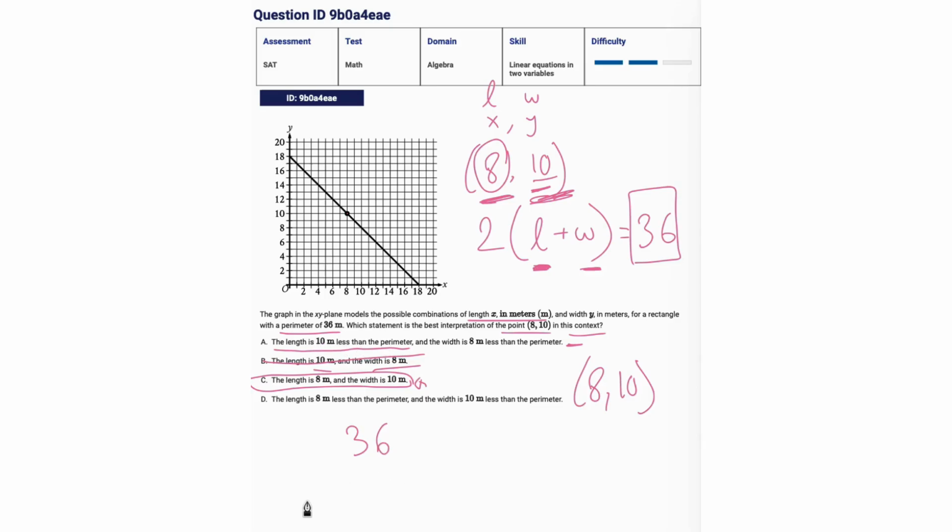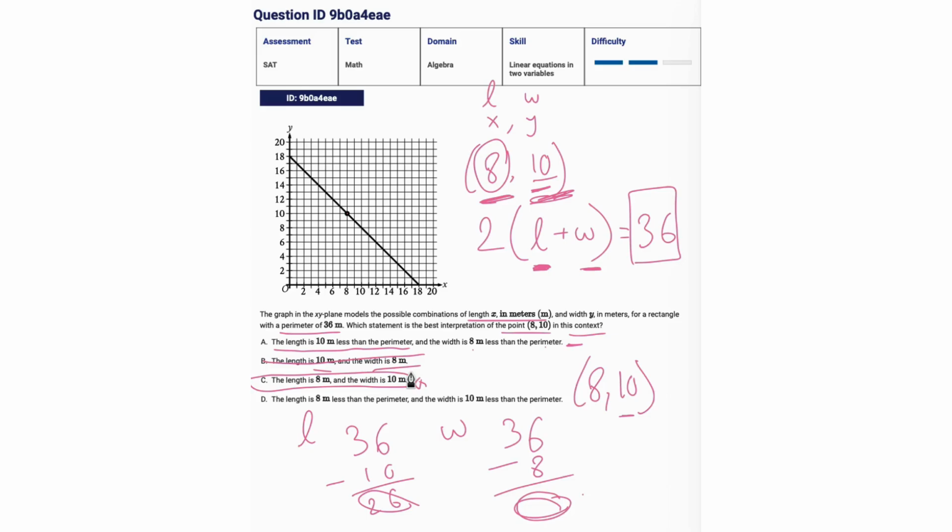So we're trying to find out the length here, 10 meters less than that. So that's 26, I guess. And the width is 8 meters less than the perimeter, so that will be 36 minus 8, and I will get a specific value. So it's saying that combining these two values, you'll get a perimeter, and that's what the point is interpreting.